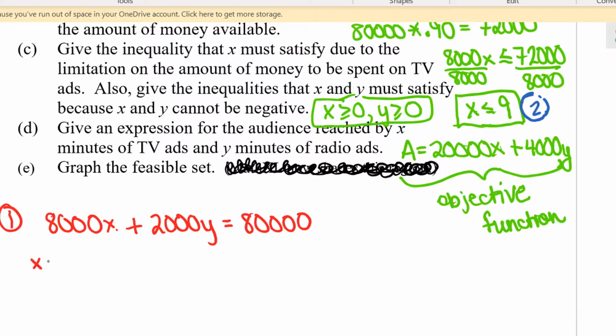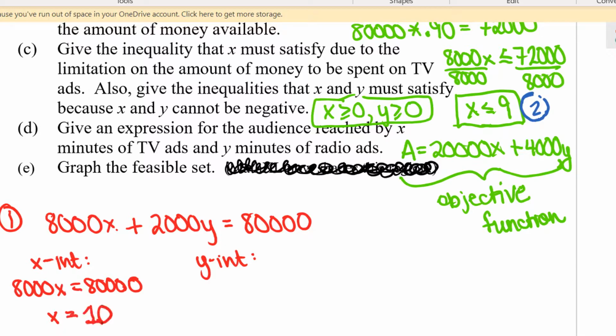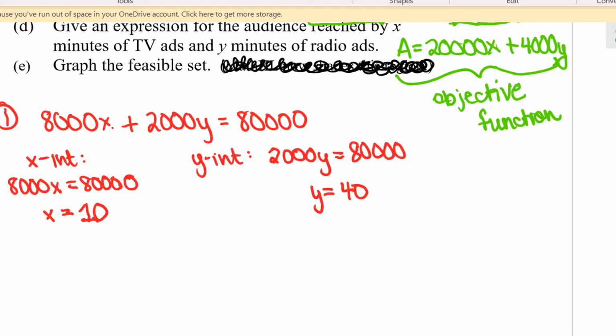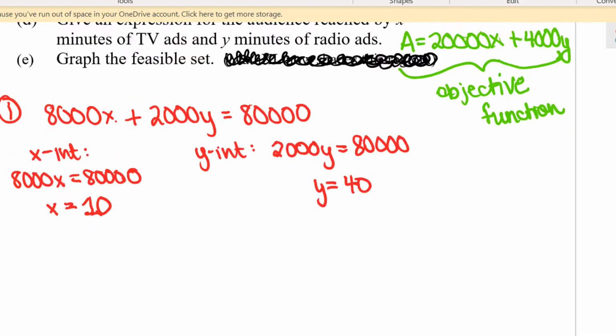And then we'll find the x and y intercepts. So remember, for the x-intercept, y equals 0. So we would get 8,000x equals 80,000. And then divide both sides by 8,000, and we get x equals 10. And then for the y-intercept, we let x equals 0. So we would get 2,000y equals 80,000. And then divide both sides by 2,000, and we get y equals 40. So I know my y's at least have to go up to 40.